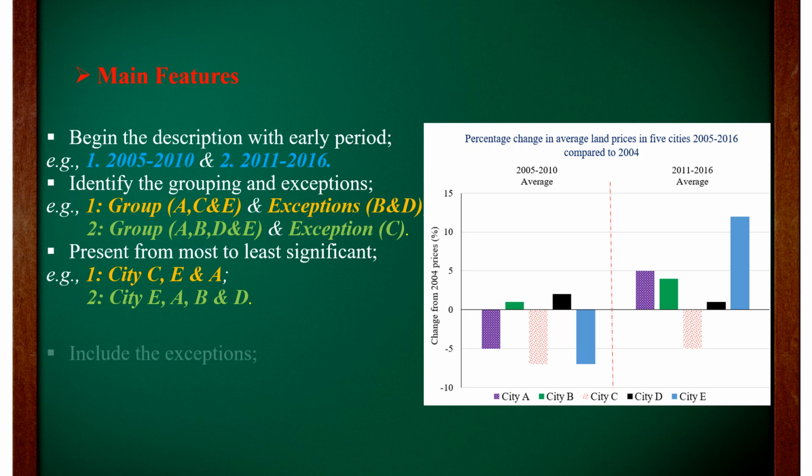After that, you may include the exception to show why they are different from the previous ones. In the exercise, in the first period, the exceptions are city D and B. In the second period, the exception is city C.